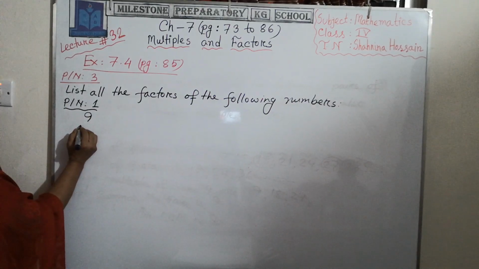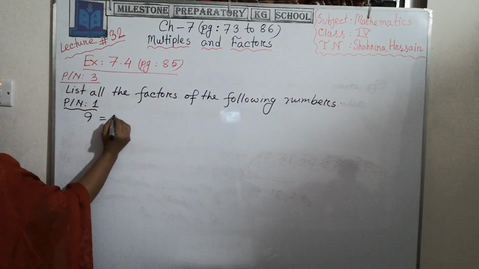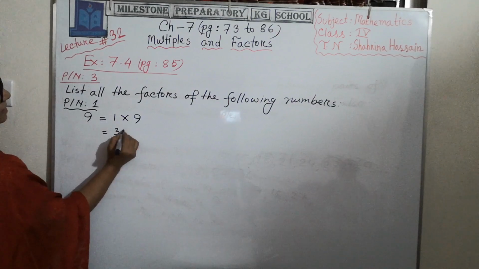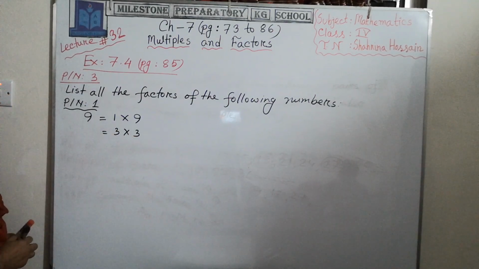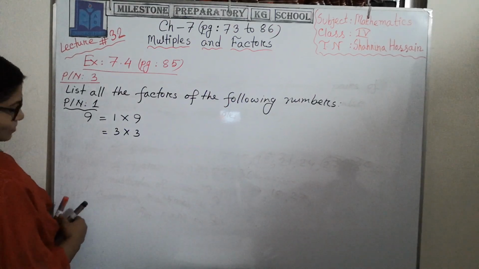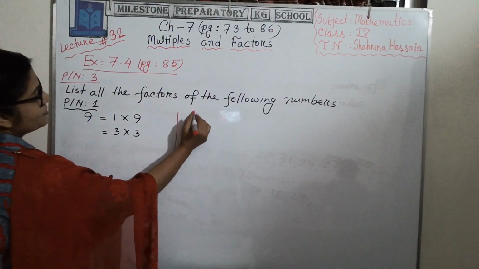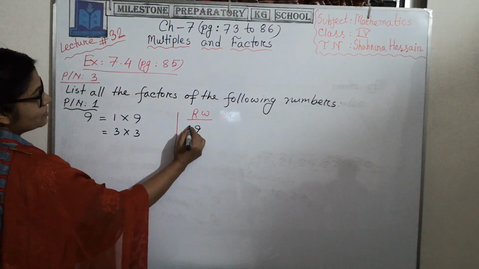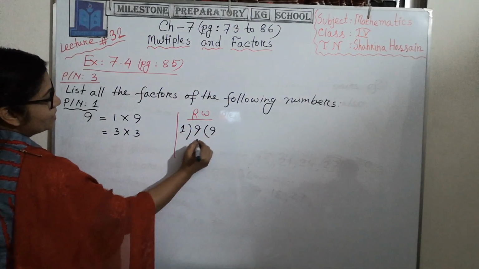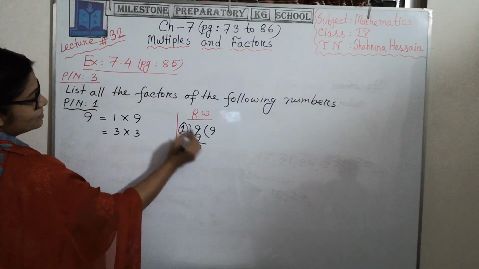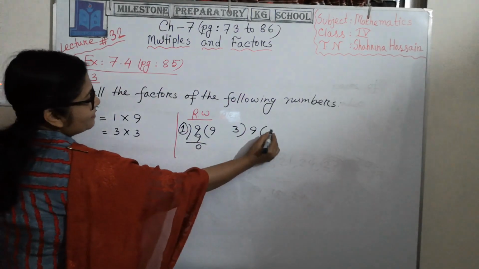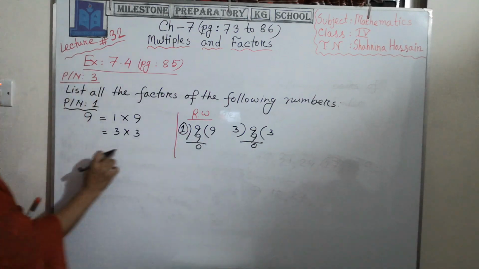So, solution: 9 ones are 9, then we can divide 9 by 3. 3 threes are 9. If you want to do the rough work, you can do it on the right side. We can divide 9 by 1, 9 ones are 9, so we got 1 and 9, and we can divide by 3, 3 threes are 9. So we already got it here.